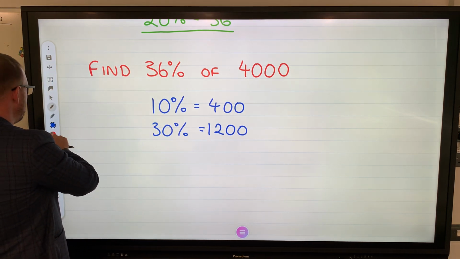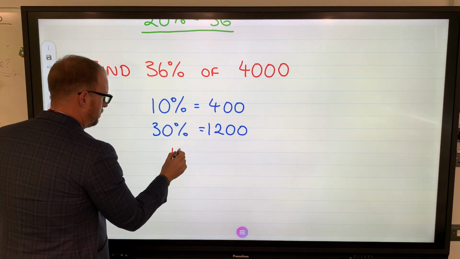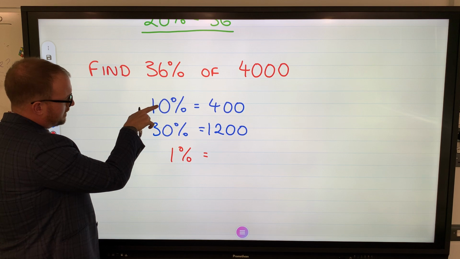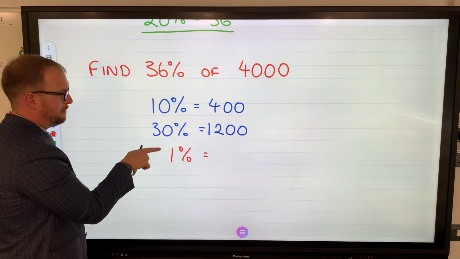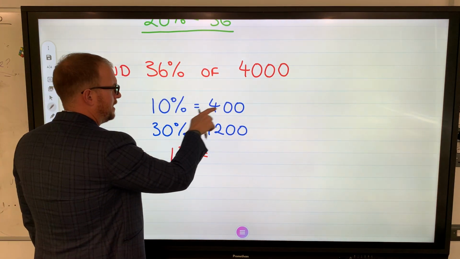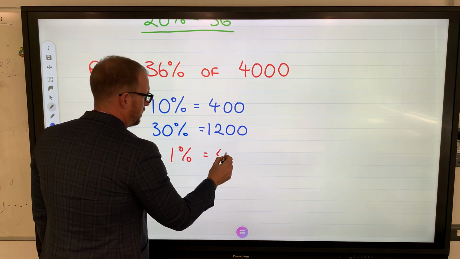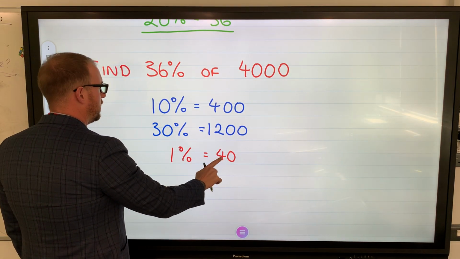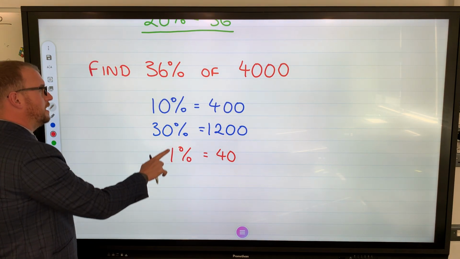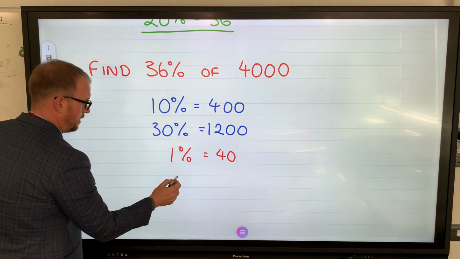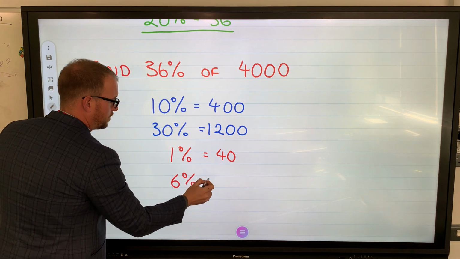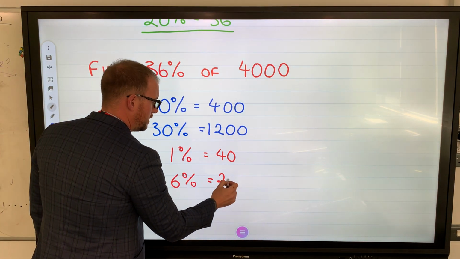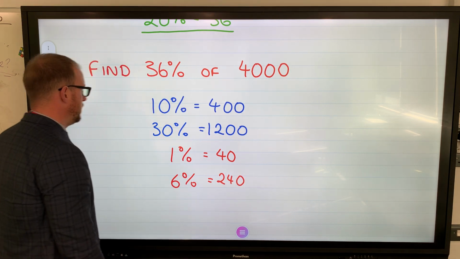Now, if I find 1%, then to get from 10% to 1%, I need to divide by 10. So if I divide this by 10, I get 40. So 1% is 40. But I don't need 1%, I need to find 6%. However, I can use that 1% to find 6%. Times it by 6 to get 240.